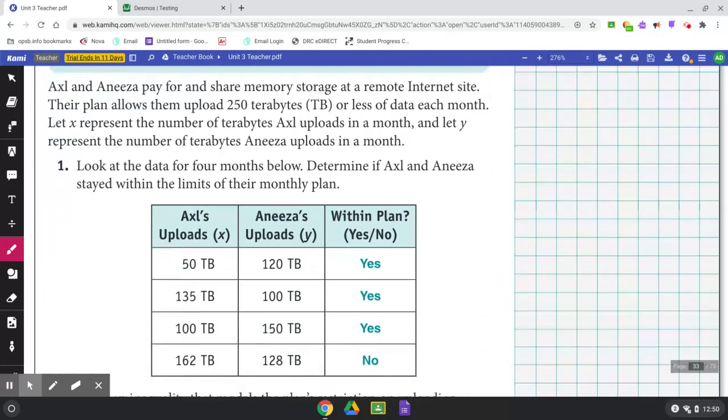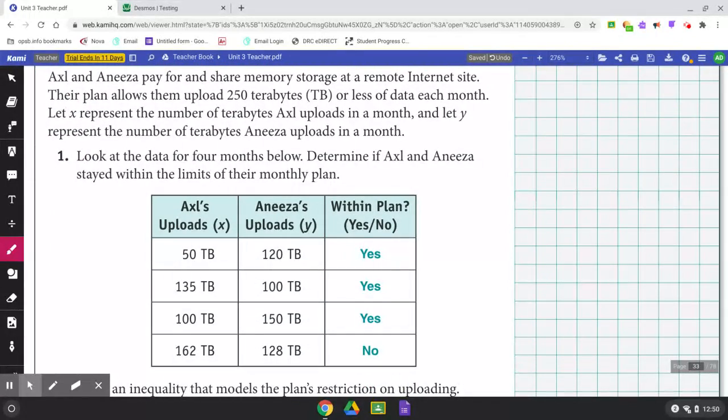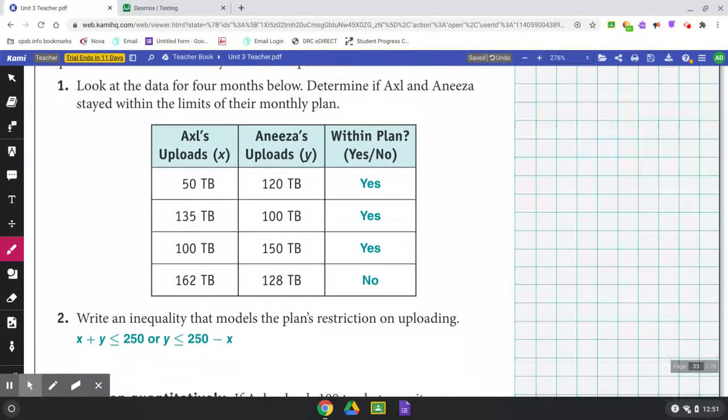So Axel and Anisa pay for and share memory storage at a remote internet site. Their plan allows them to upload 250 terabytes or less of data each month. Let X represent the number of terabytes that Axel uploads in a month, and let Y represent the number of terabytes that Anisa uploads in a month. Look at the data for the 4 months below. Determine if Axel and Anisa stayed within the limits of their monthly plan.